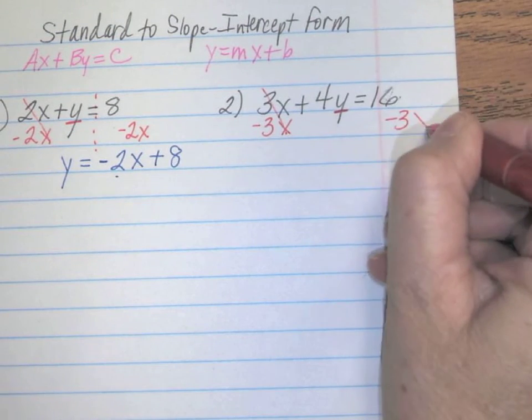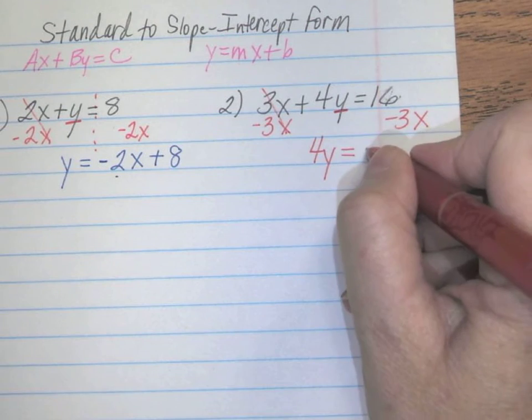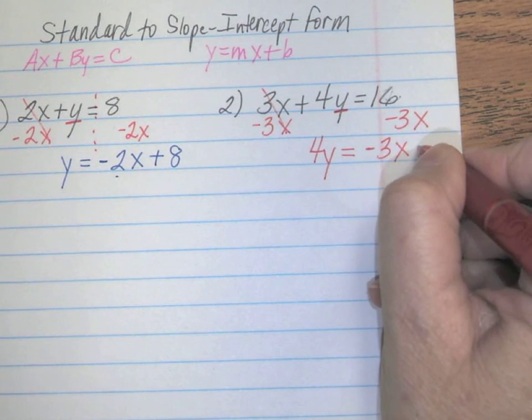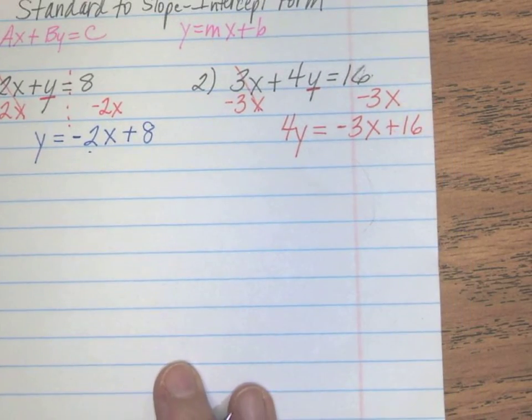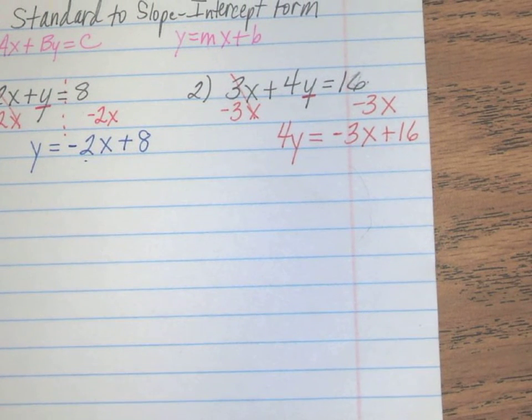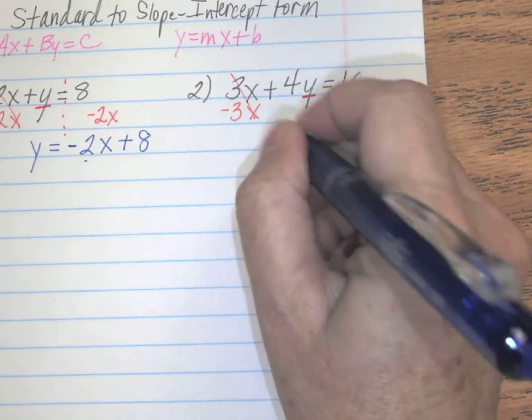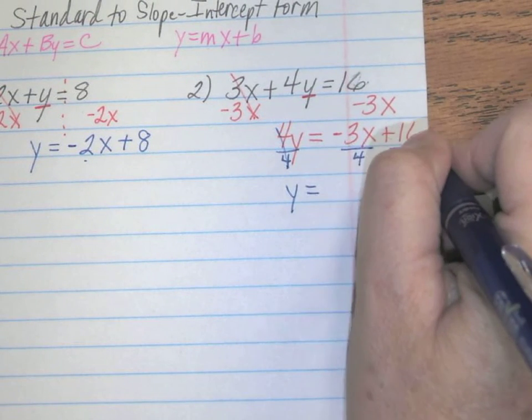Let's subtract the 3x. What's left? 4y equals, now I'm going to write the -3x first, so that it looks more like slope-intercept form. Then our last step is to get rid of the 4. The way we get rid of it is to divide. Now it's gone, but I have to divide everything by 4.